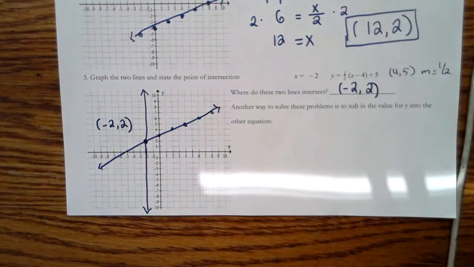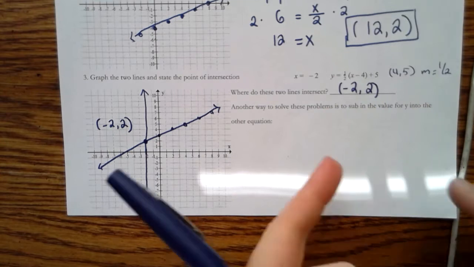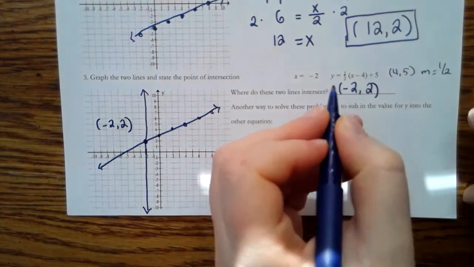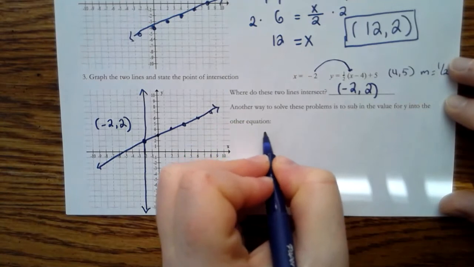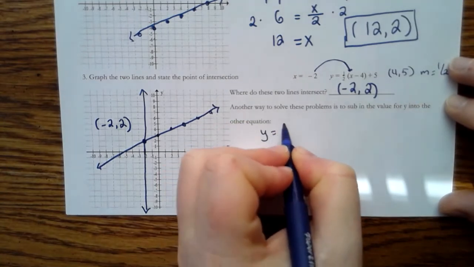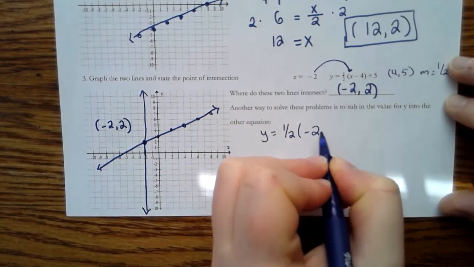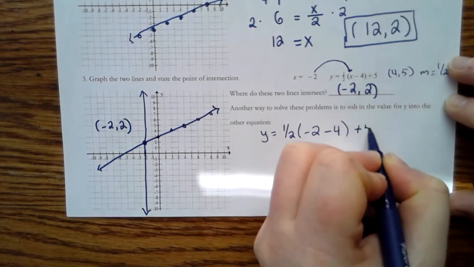But what if I didn't have a graph? Okay, if I didn't have a graph, I would do this. Well, it says x equals negative 2. So I'm going to put that negative 2 where the x is. And I get y equals 1/2 times negative 2, minus 4, plus 5.